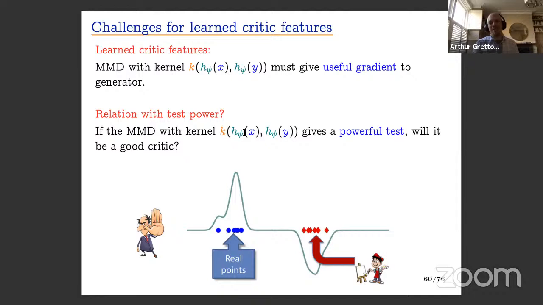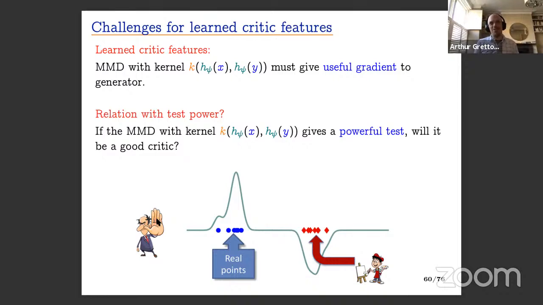Because choosing a kernel which gives me really good test power means that I have a witness function that's very confident that my real and my fake samples are far away from each other. But that doesn't mean that I'm going to give a good signal to my student, right? My MMD is going to be really large. It's going to be absolutely confident that red and blue are different. However, this is my angry teacher that just yells no, because I'm going to be very confident that my red and my blue samples are different. But I'm not going to be able to provide a useful signal to my student to move its red points closer to the blue points.